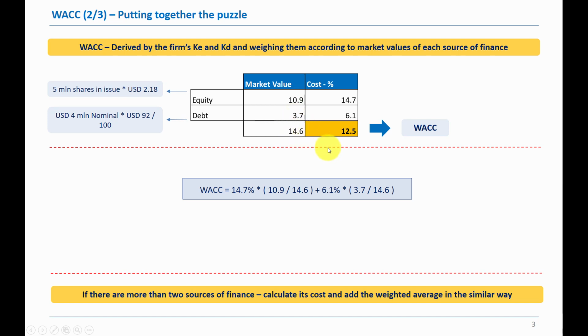Based on this, you calculated a weighted average cost of capital of 12.5, and this is going to be used as a discount factor when you appraise the investment. Let's break this down. Don't worry, I'll walk you through it. How is weighted average cost of capital derived? It is derived by taking the firm's KE and KD and weighing them according to the market values of each source of finance.